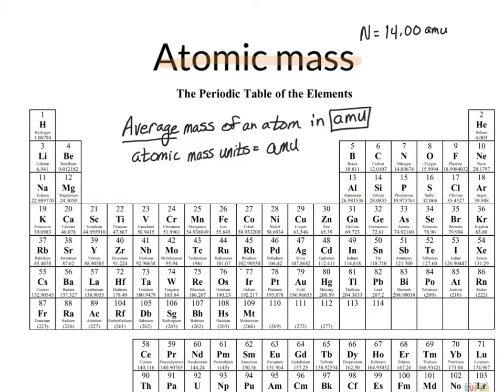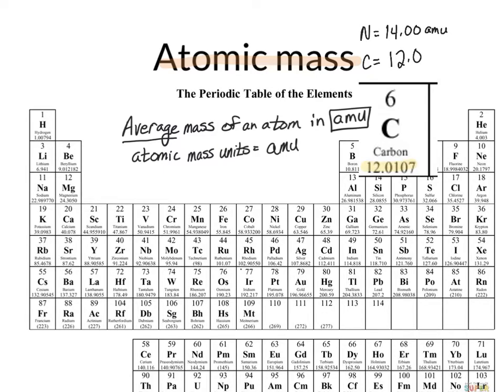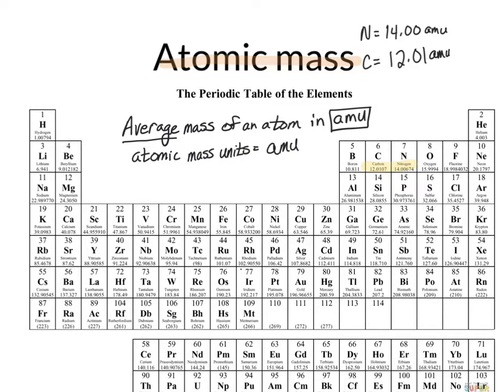Okay, now you try it. What is the atomic mass of carbon? So let's find carbon. There it is. Now let's focus on it. We see that its atomic mass is 12.0107. And we're going to say that's 12.01 in this class, and that is our atomic mass for carbon. So we would write that as 12.01 AMU. Now we're going to put those together to do some of our chemical formula calculations.